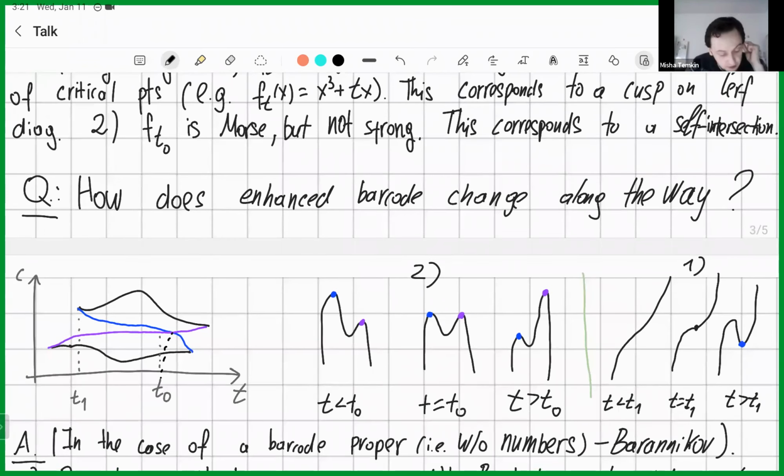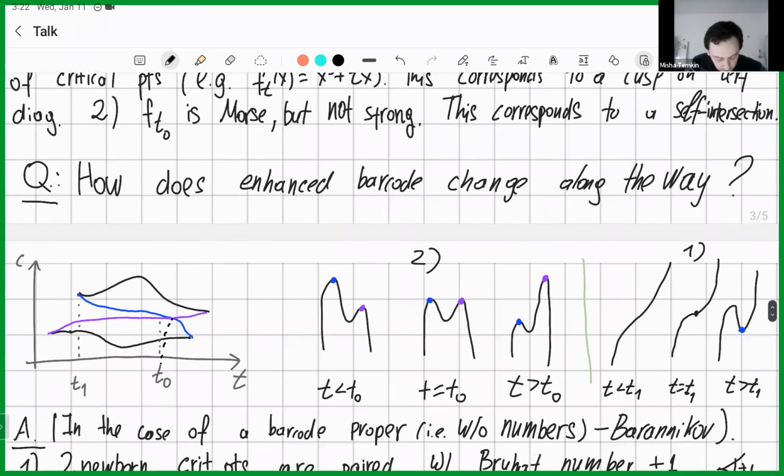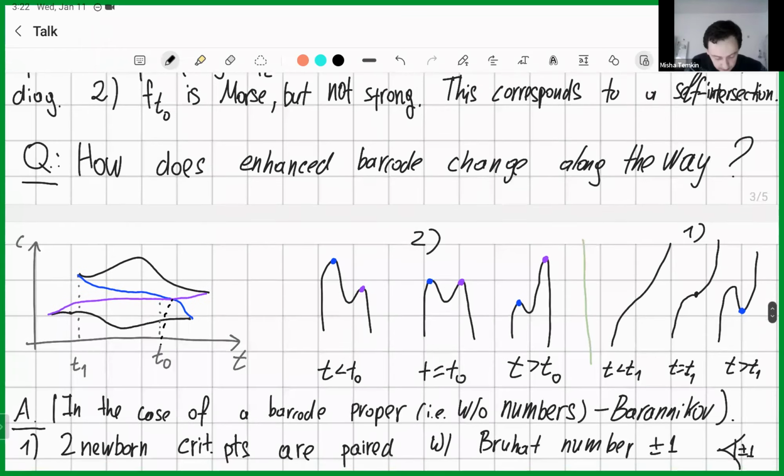Now the question is, how does the enhanced barcode change along the way? So we know how the function can change, and then we ask ourselves how the enhanced barcode can change. And then there's an answer. In the case of the classical barcode, the barcode proper, so without numbers, it was answered already by Barannikov in his paper. And so what we did is we investigated how the numbers change.